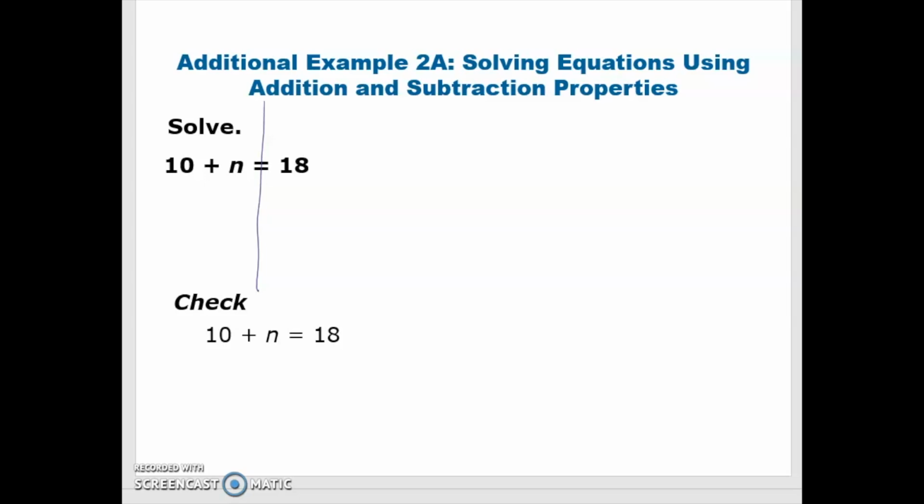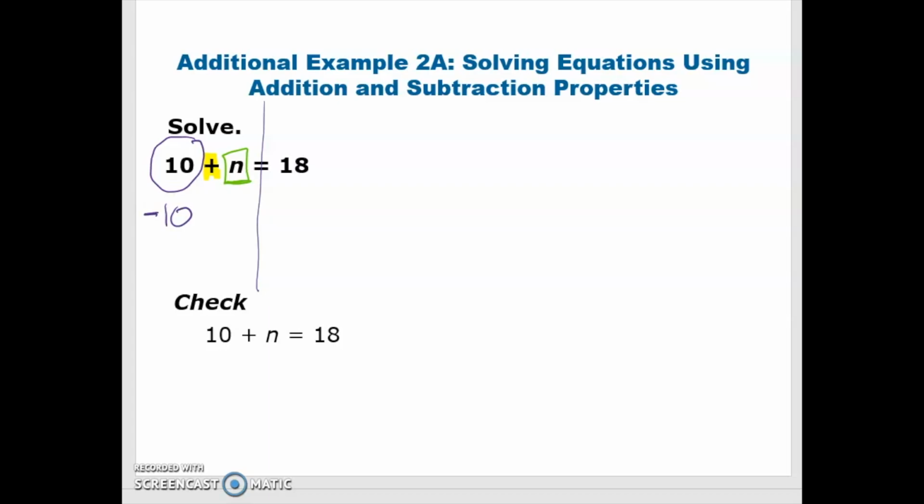All right, so here we go. Here's our equation: 10 plus n equals 18. So I see addition, right? I'm adding these two things together. Now my goal is to always get my variable alone. So this guy is going to stay. I'm not going to move him. What I want to do is move the 10. So I need to get rid of 10. Well, I get rid of 10 by taking 10 away.